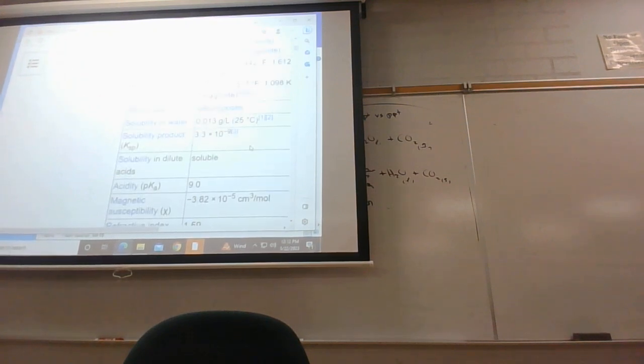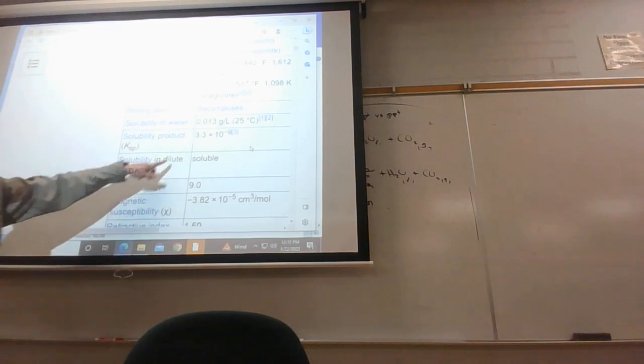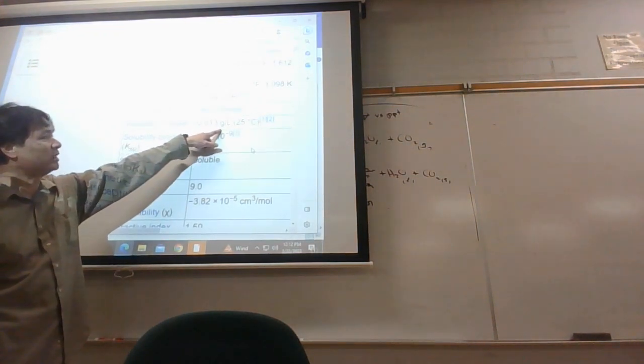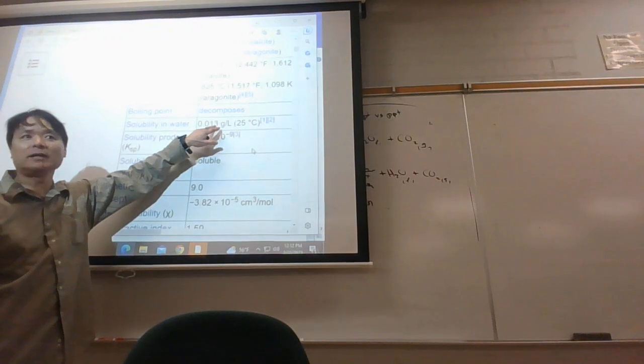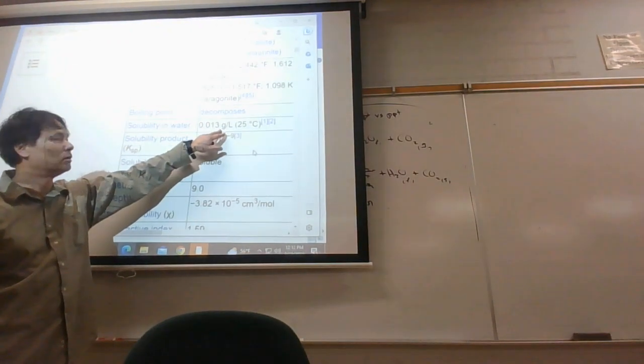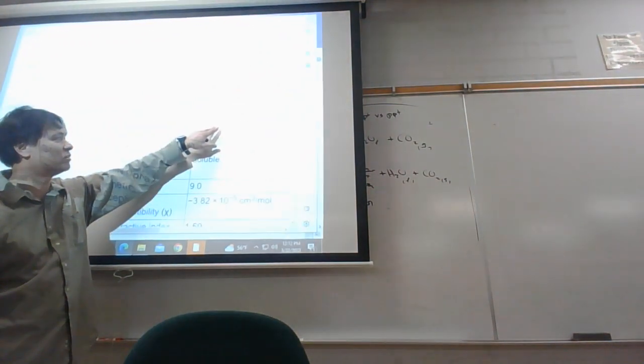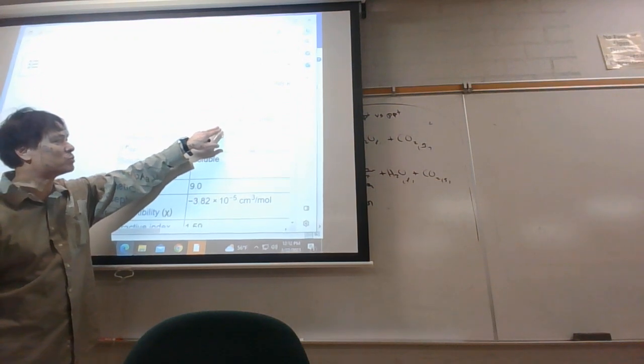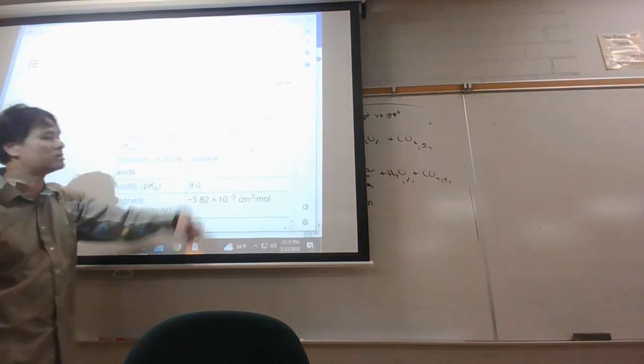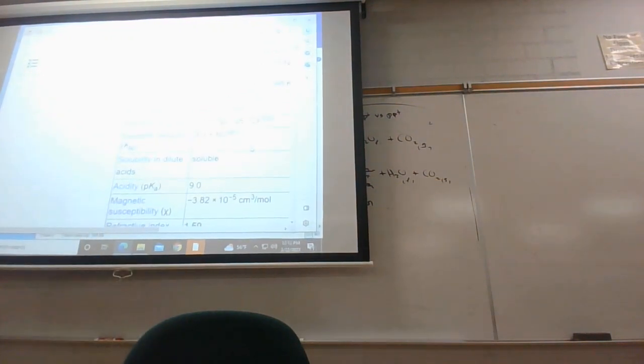All right, so keep this in mind. The solubility is 0.013 grams per liter. It's not very soluble. You can barely get any of it in the liter. This is only 13 milligrams that will dissolve in a liter at 25 degrees C. So 13 milligrams in a liter.